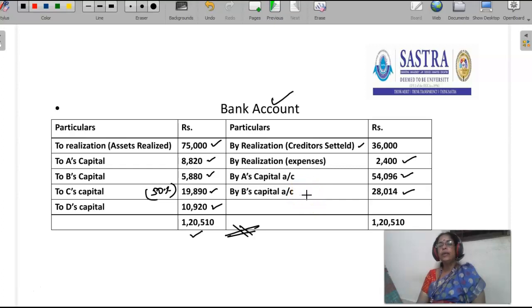I hope you all understand the concept of insolvency of partners. If one or two partners are insolvent, we can apply Garner versus Murray. But if all the partners become insolvent, we cannot follow the Garner versus Murray rule.